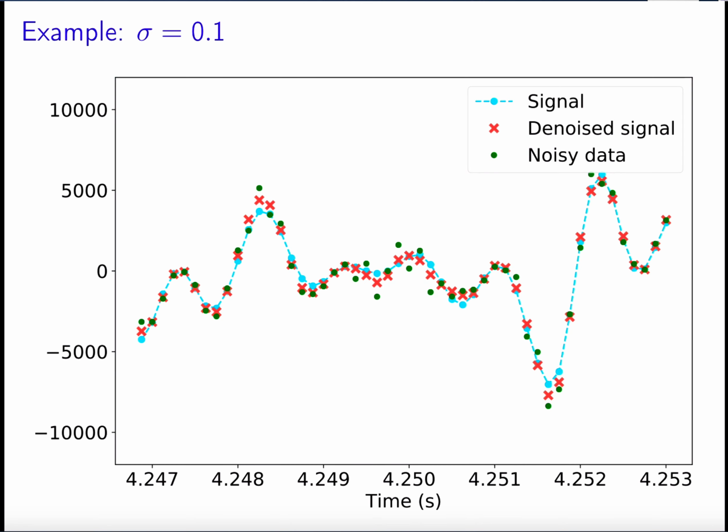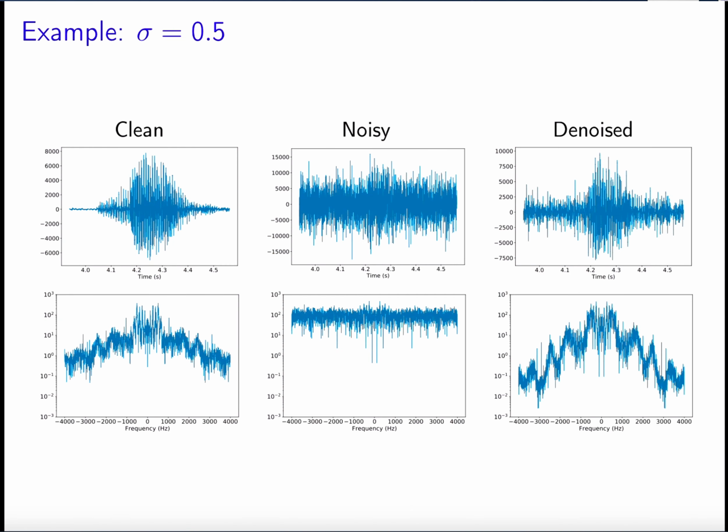So this is an example with sigma equal to 0.1, so not that much noise. This is with more noise. Okay. And realize that we are killing the high frequencies here. This is the DFT coefficient of the denoised signal, more than we should probably. But that's the problem with Wiener filtering.